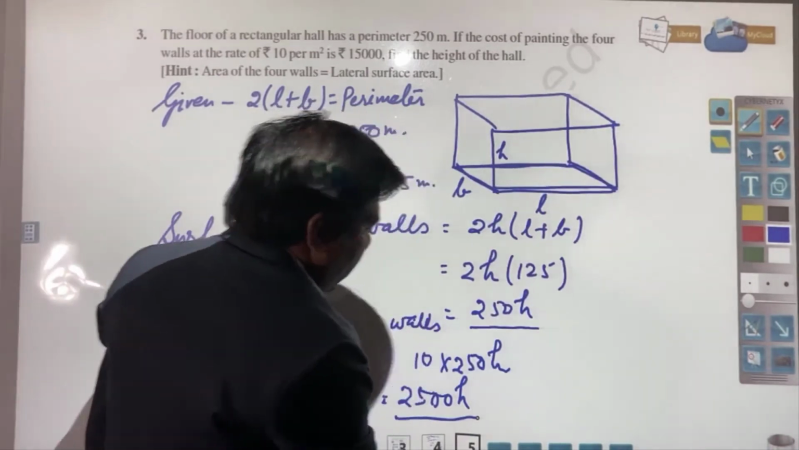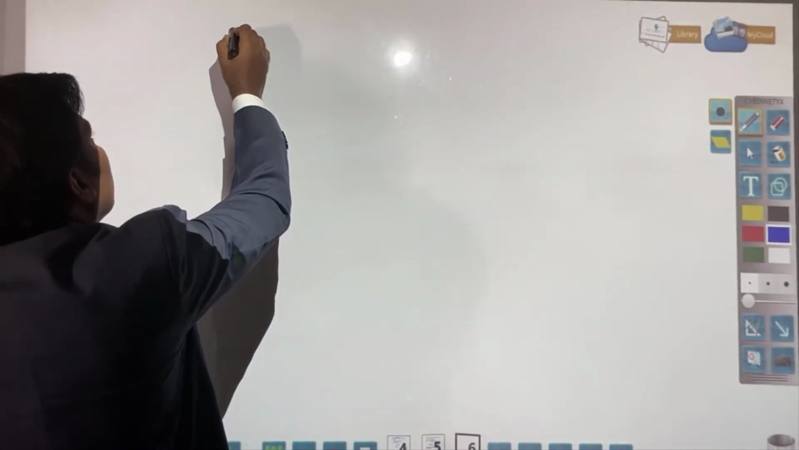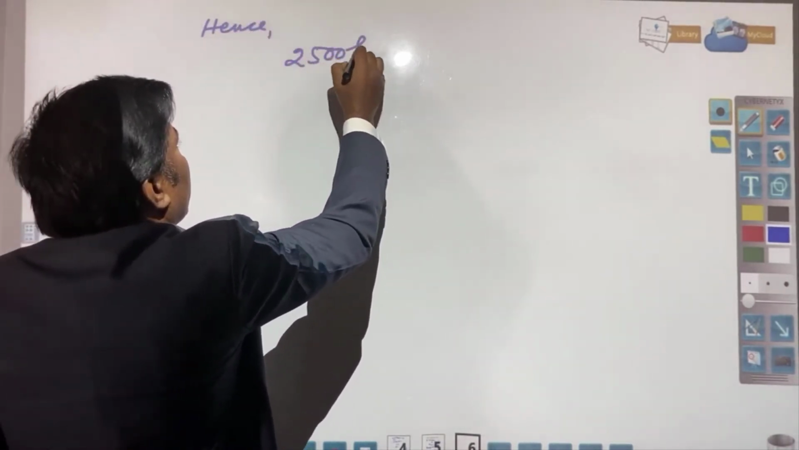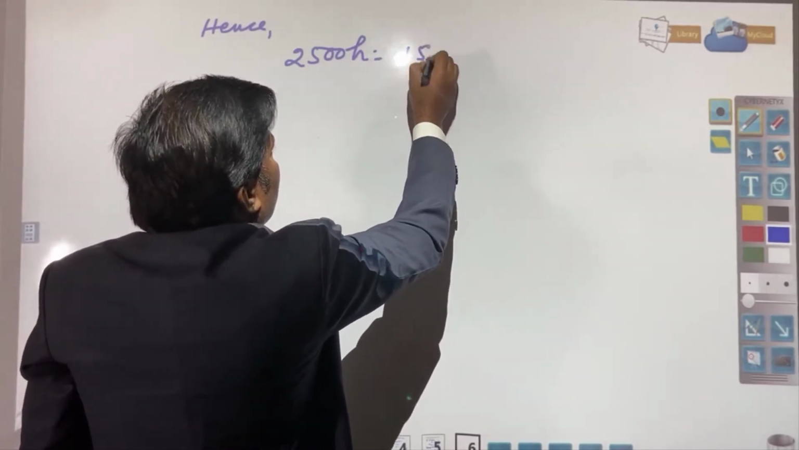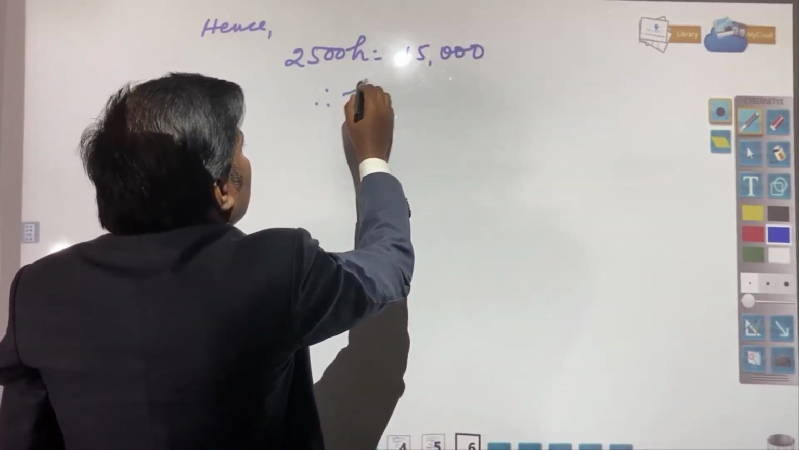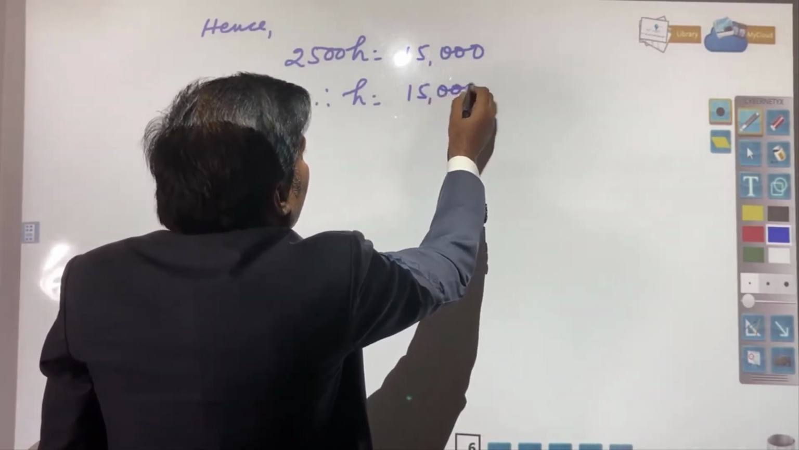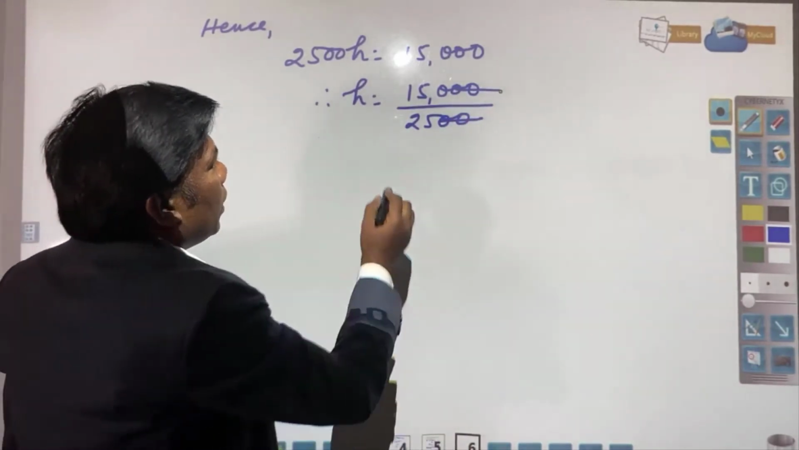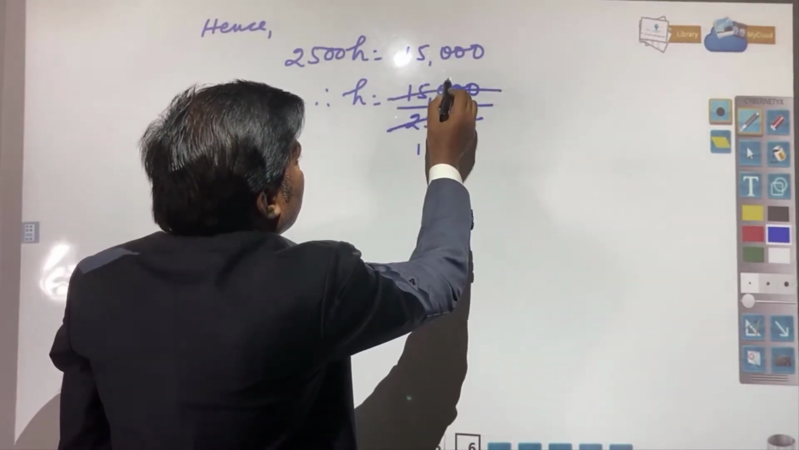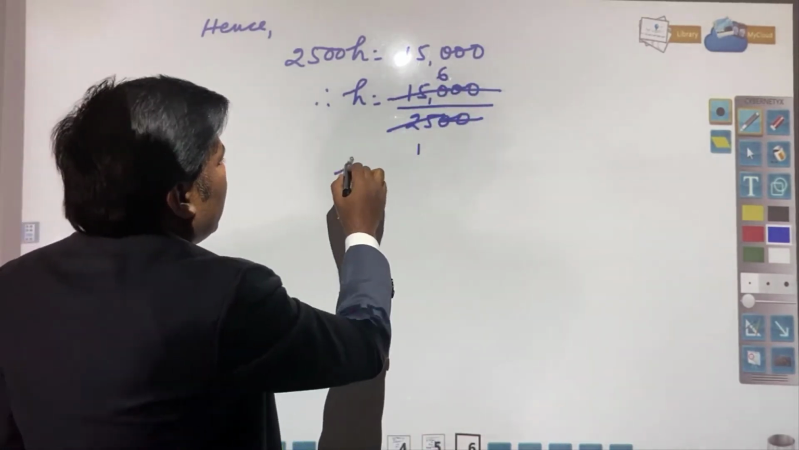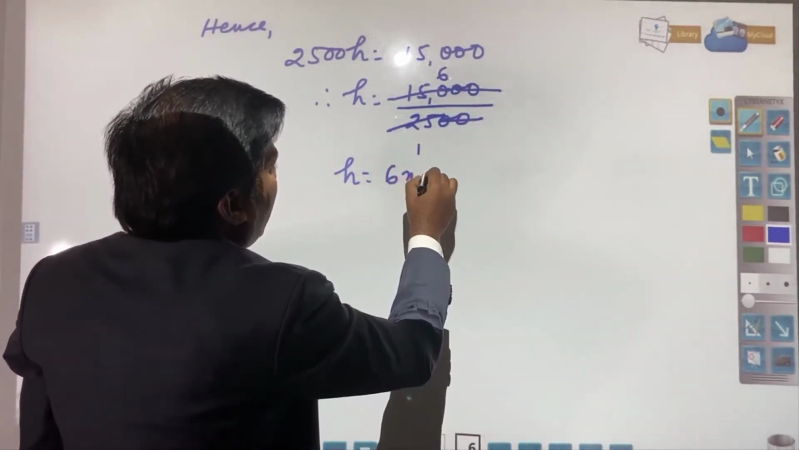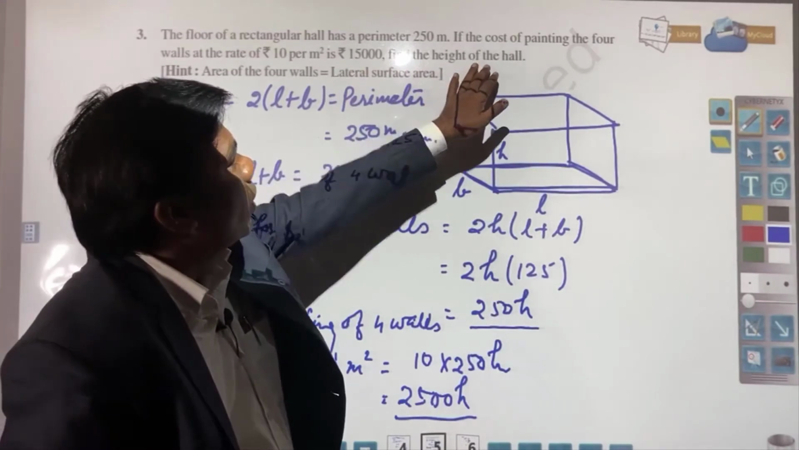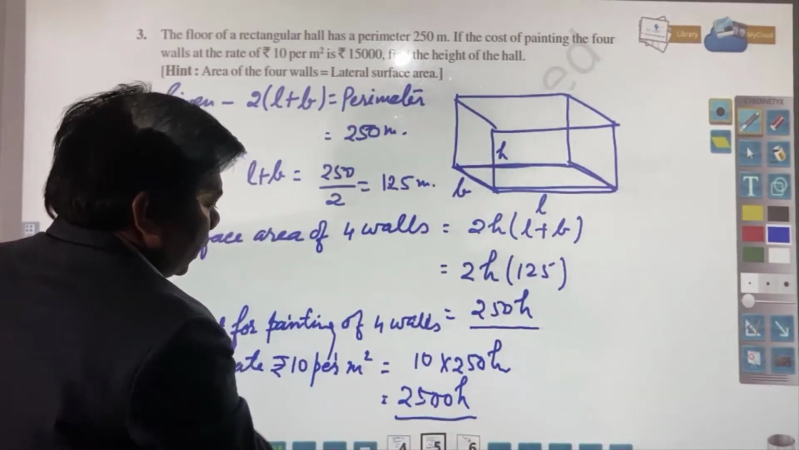So you will write, therefore, or hence, 2,500H will be equal to 15,000 rupees. Therefore, H will be equal to 15,000 divided by 2,500. The 0s got cancelled, and 25 times 6 is 150. H is equal to 6 meter. Height you have got 6 meter. So you have to find out the height of the hall, and you have got 6 meter.